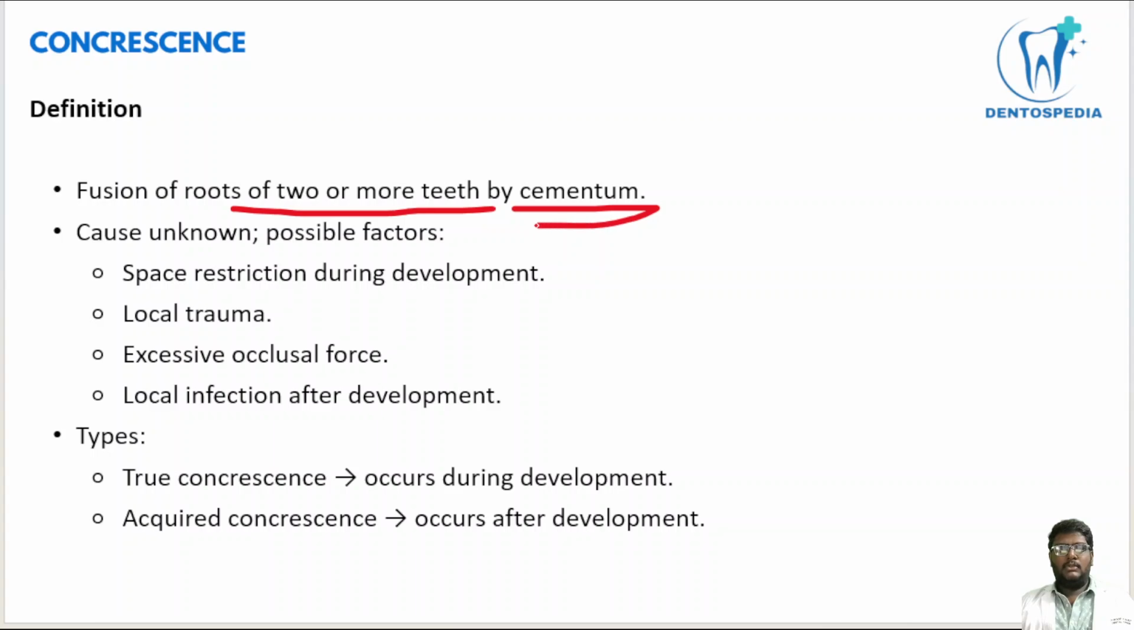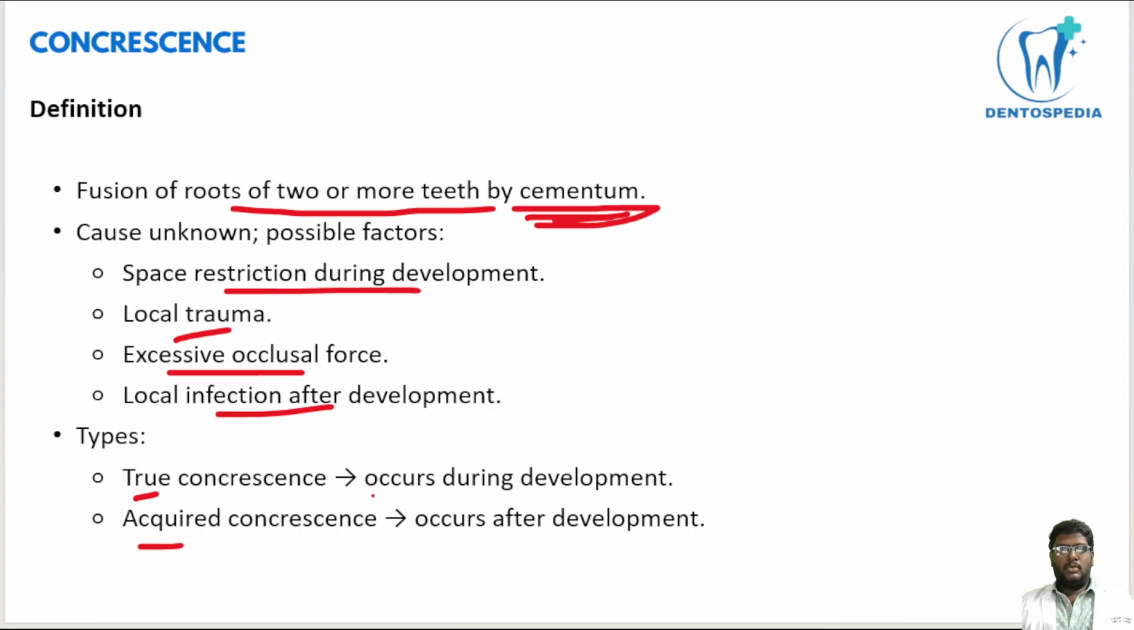Okay, coming to the concrescence, it is nothing but fusion of roots of two or more teeth by cementum. So that's the key differentiating point. So what are the possible causes for this? Any space restriction during development, any local trauma, any excessive occlusal force, or local infection after development. Okay, and there are mainly two types of concrescence: true and acquired.